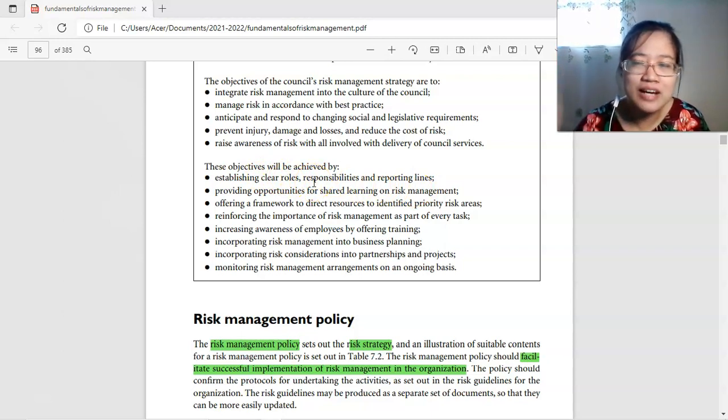Na, sila nang bahala dyan kasi they have to deal with this risk din naman. Paano kung yung pare-parehong department ganun ang iniisip? At the end of the day, no one dealt with the risk. So, it would be, in a way, disastrous or terrible for the company. Okay? So, kailangan clear roles and responsibilities and reporting lines.